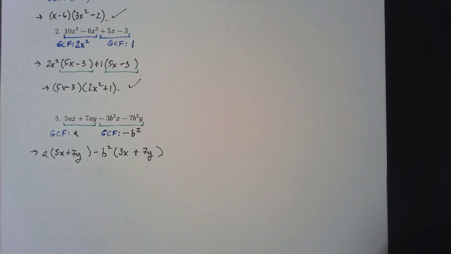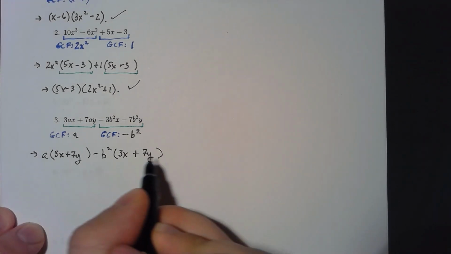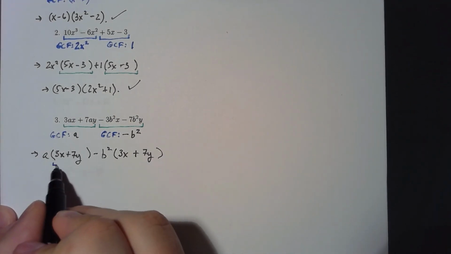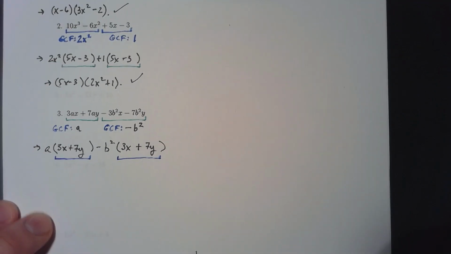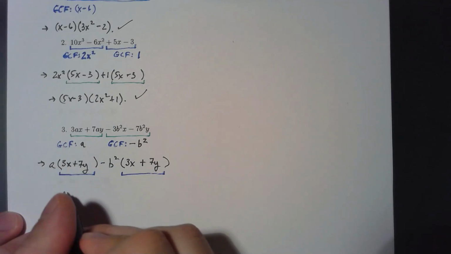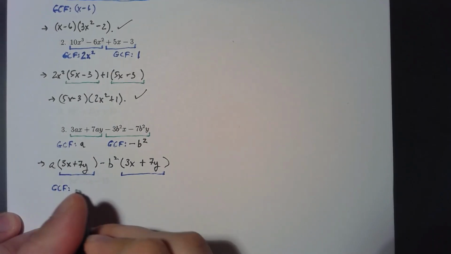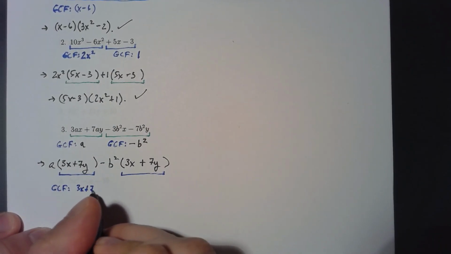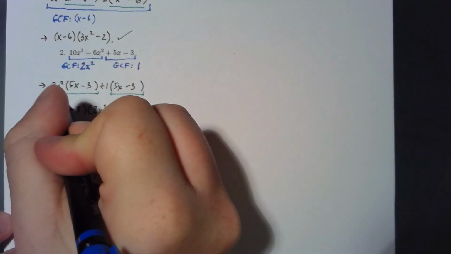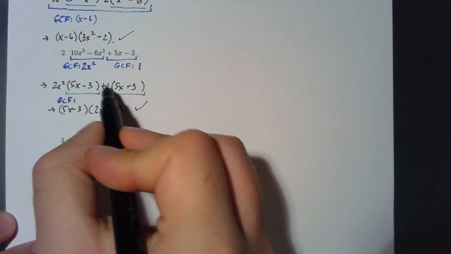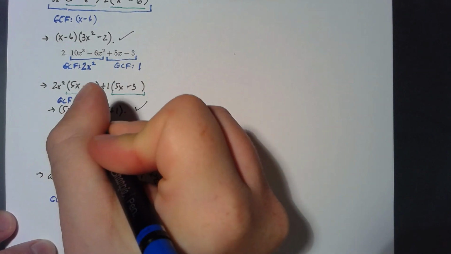And if you look here, if I look at the whole thing now, they have a 3x plus y and a 3x plus y in common. So the GCF now is the binomial 3x plus y. I didn't write that here. I'll do it again. Sorry about that. So the GCF here was the binomial 5x minus 3.